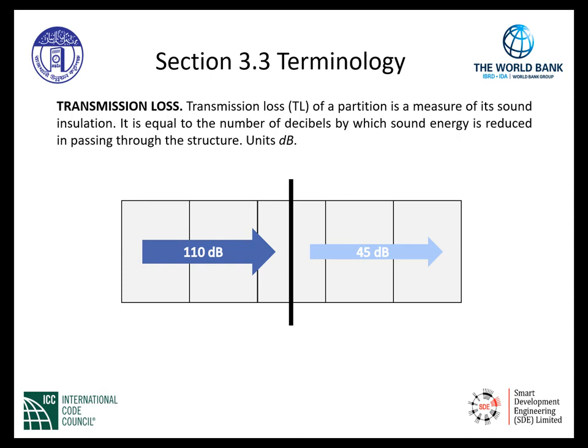Transmission loss of a partition is a measure of its sound insulation. It is equal to the number of decibels by which sound energy is reduced in passing through the structure. The units are decibels. As indicated below, if we have a partition that we are focusing on, and we have 110 decibels moving through this partition, there is a decrease to 45 decibels on the outside of that particular partition.